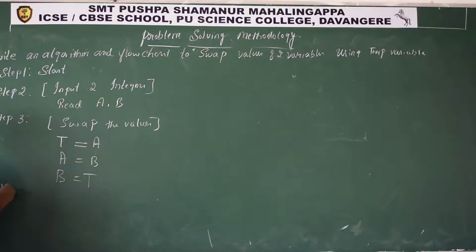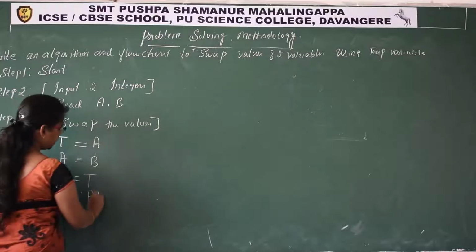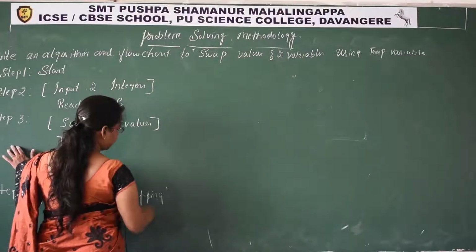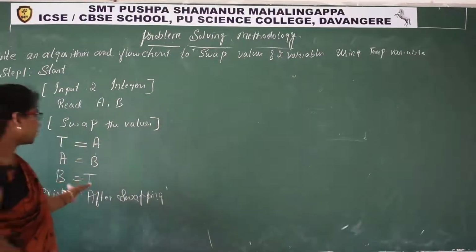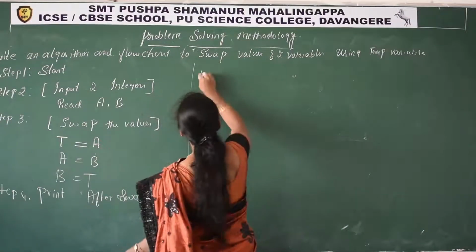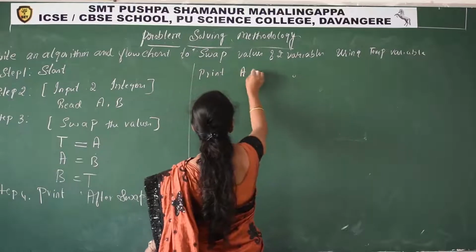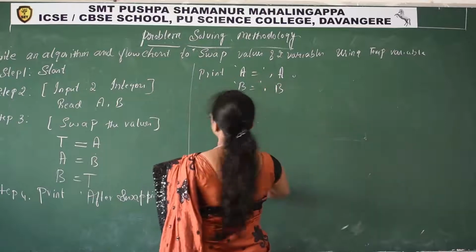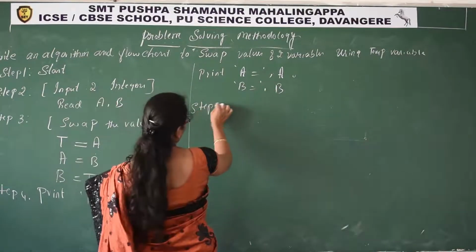Step 4, let us display after swapping. Let us give some statement after swapping and I'll display it. Print after swapping. After swapping, what do you want to display? You have to display this statement, and under that statement you want to display the content of A and B. So print A is equal to A, B is equal to B. Step 5, stop.